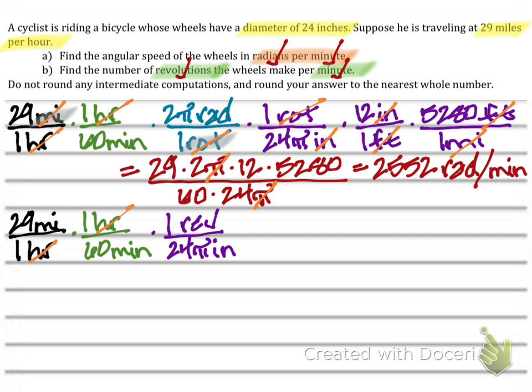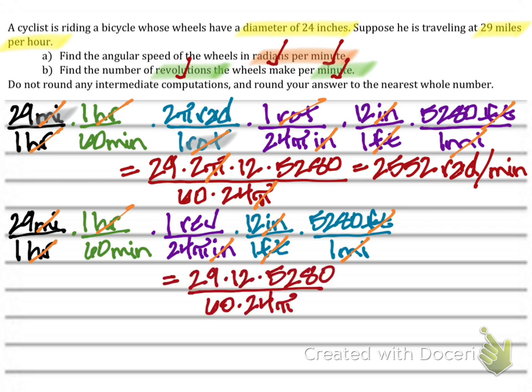So now I have revolutions, but I need those miles and inches to cancel. So to do that, I need the conversion, 12 inches in 1 foot, 5280 feet in 1 mile. So now my inches cancel, my feet cancel, and my miles cancel. So I'm left with revolutions per minute. Just putting everything together, and I get 406 revolutions per minute.